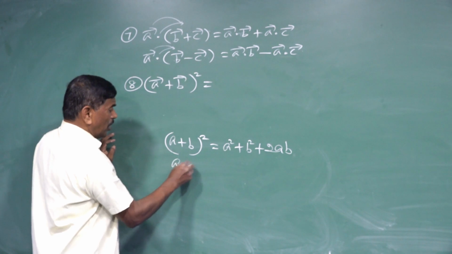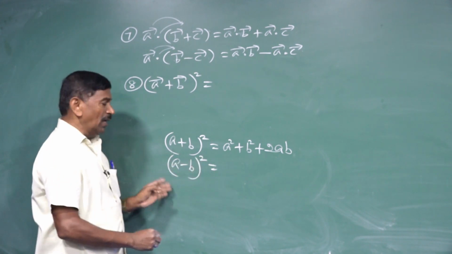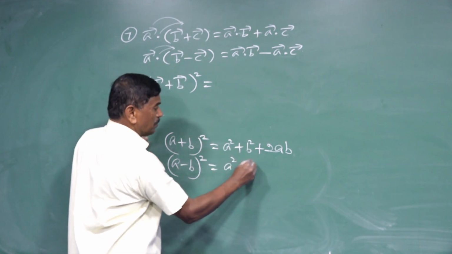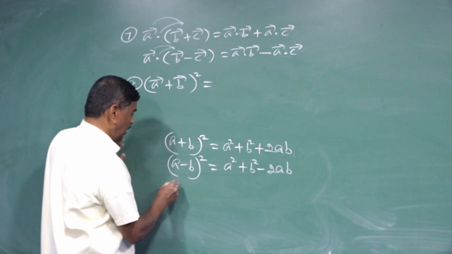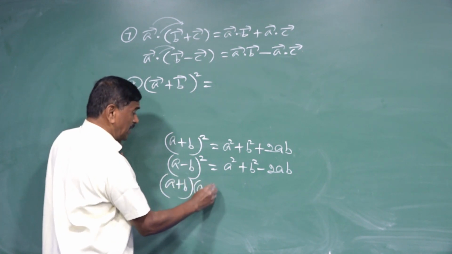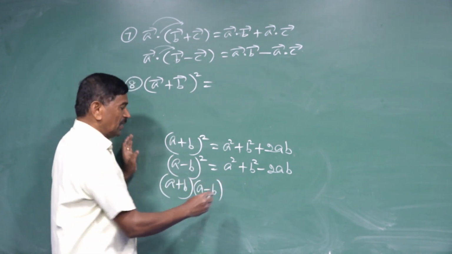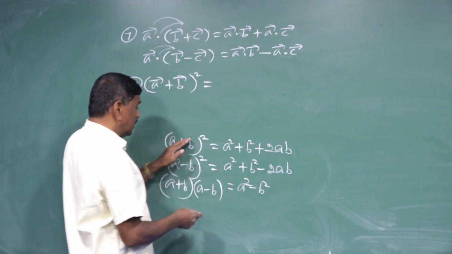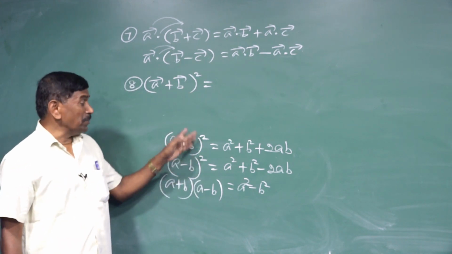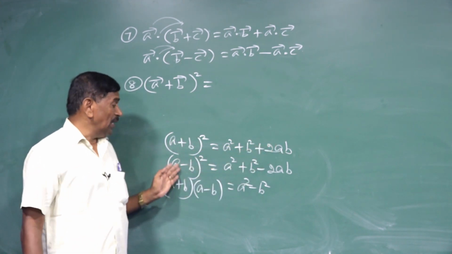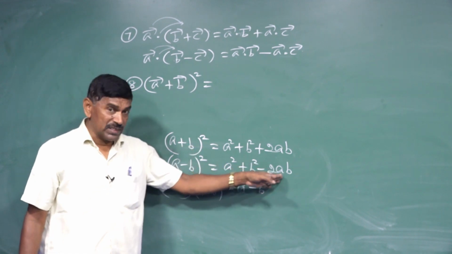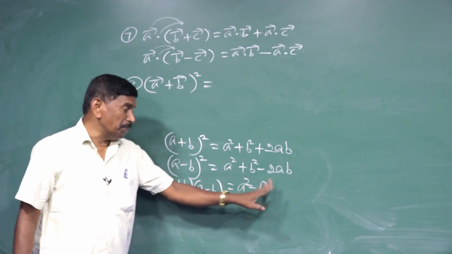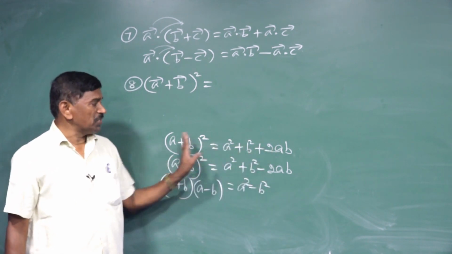Okay, similarly, can you tell me what is A minus B whole square? A minus B whole square equal to A square plus B square minus 2AB. Okay, what is A plus B into A minus B? A plus B into A minus B equal to? Very good. A square minus B square. So, these three are algebraic formulas. A plus B whole square equal to A square plus B square plus 2AB. A minus B whole square equal to A square plus B square minus 2AB. A plus B into A minus B equal to A square minus B square. And its converse is also true.